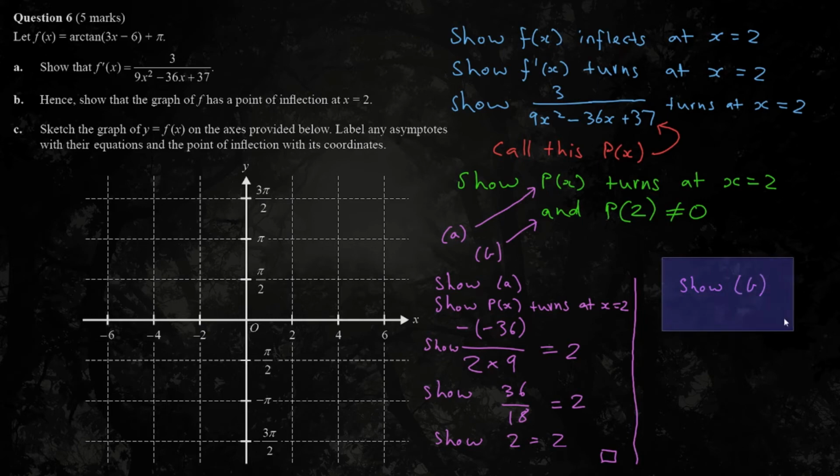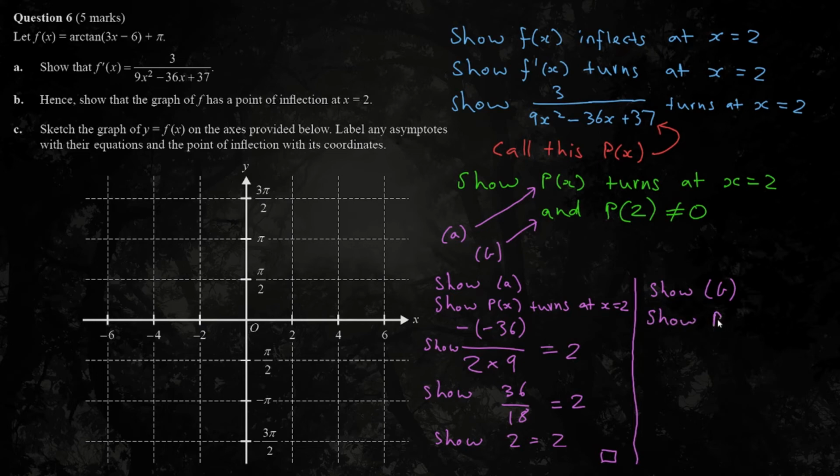Okay, so over on the right, we're trying to show B. Might as well put that a bit further left. So we're trying to show that P of 2 is not 0. So we're trying to show, okay, I'll plug 2 in. So 9x squared becomes 9 times 4, which is 36, minus 36 times 2, so minus 72, plus 37. This hopefully is not 0.